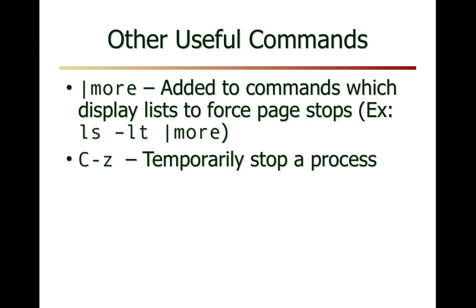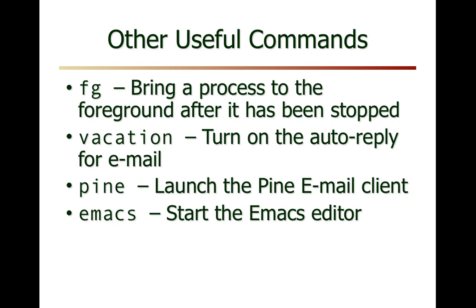So minus LT more. And then we have Control Z, temporarily stop a process. So you press Control Z to temporarily stop it while it's going through more, so you can see what pages it's going through. Foreground and background. Yesterday I showed you how to run something in the background by using the ampersand. So if you're in the background, FG brings a process to the foreground after it's been stopped. So you can bring the output to the foreground.